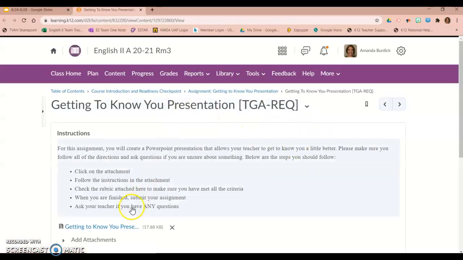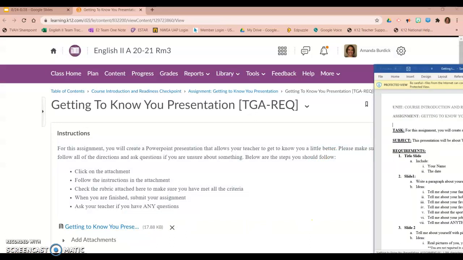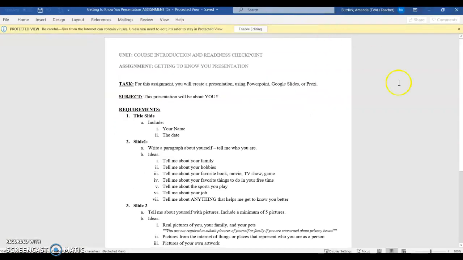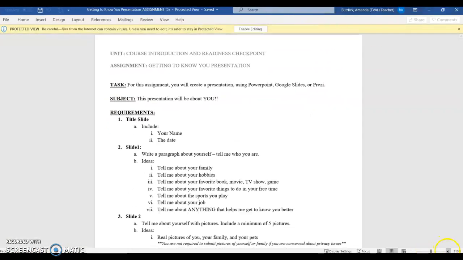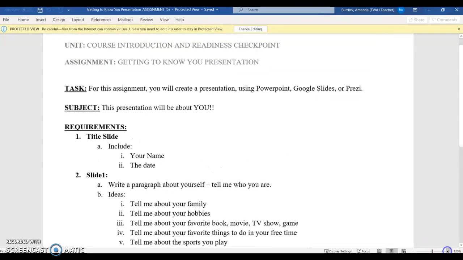In the OLS for your Getting to Know You presentation, when you click in here you'll have to open the attachment so that you can see the actual assignment requirements. And so what you're going to be doing for this assignment is creating a PowerPoint, Prezi, or Google slideshow that is all about you. The goal of this assignment is so that I can get to know a little bit more about you. For this assignment you'll have 4 slides.